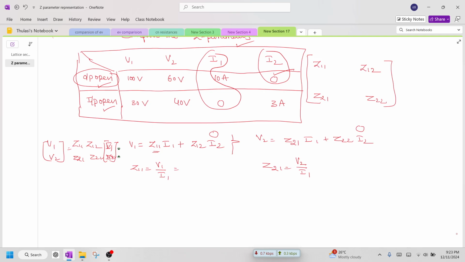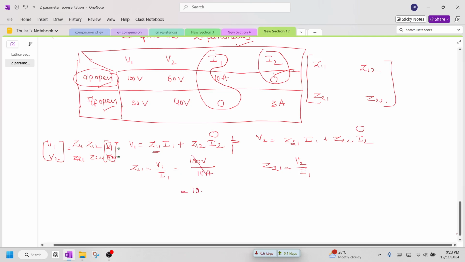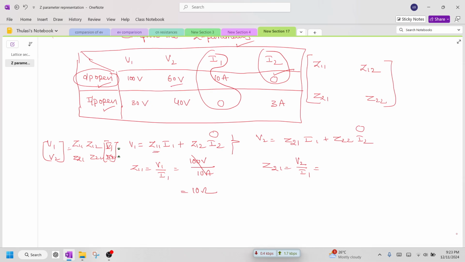So here, V1 is how much when I2 is 0? When I2 is 0, we require V1 and I1. V1 given is 100 volts and I1 given is 10 amperes. So automatically the impedance is 10 ohm. In this case, when I2 is 0, we need to find V2. V2 is 60 volts, and I1 is 10 amps. 60 divided by 10 is 6 ohms.